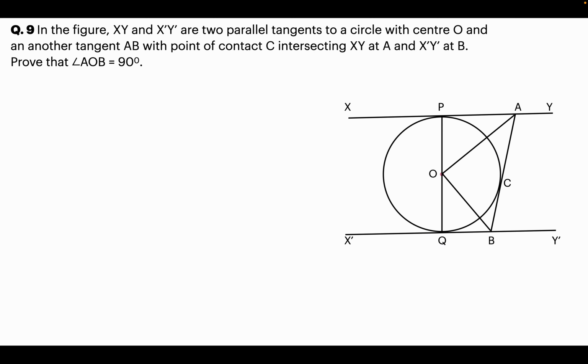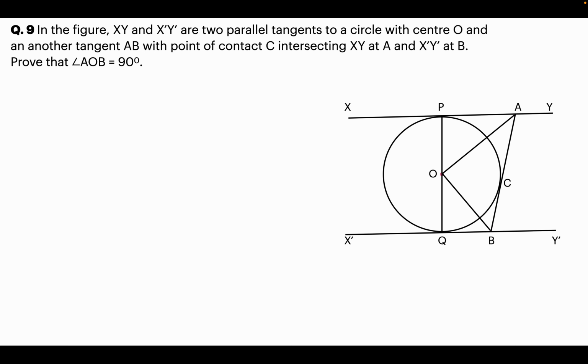Question number 9. In the figure, XY and X'Y' are two parallel tangents to a circle with center O and another tangent AB with point of contact C, intersecting XY at A and X'Y' at B. I think it should be that when another tangent AB with point of contact C intersects XY at A and X'Y' at B, prove that angle AOB is 90 degrees. That means I have to prove this angle AOB is equal to 90 degrees.